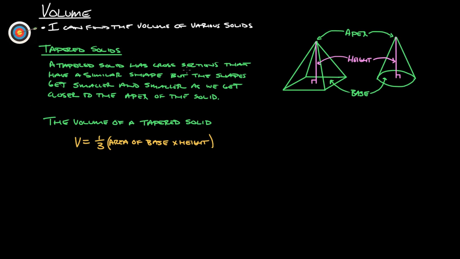Okay, a tapered solid has cross sections that have similar shape, but the shapes get smaller and smaller as we get closer and closer to what we call the apex of the solid, so they'll all come up to some kind of point. The volume of a tapered solid is actually pretty similar. It's just a third the area of the base times the height, whereas without the taper, it's just the area of the base times the height. Now it's just going to be a third of that.